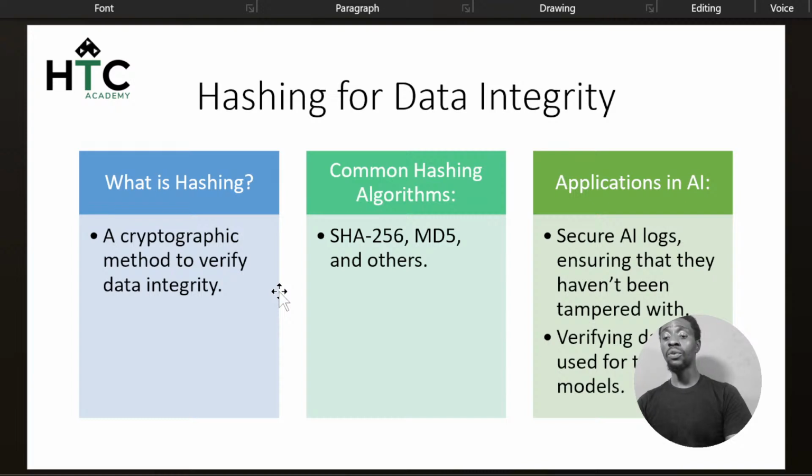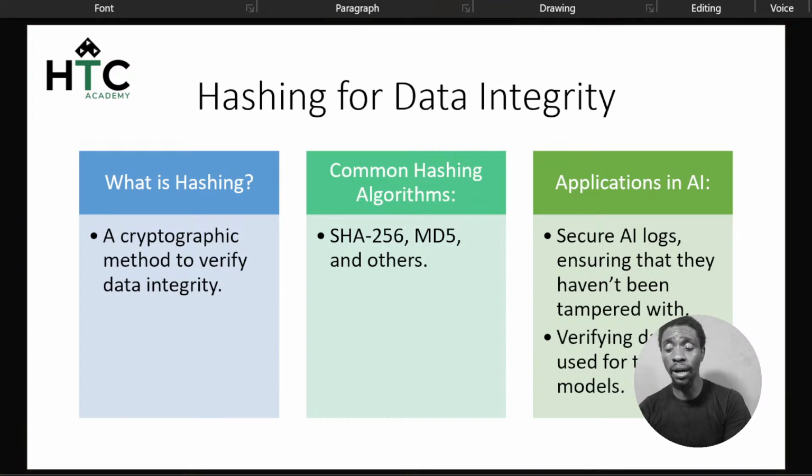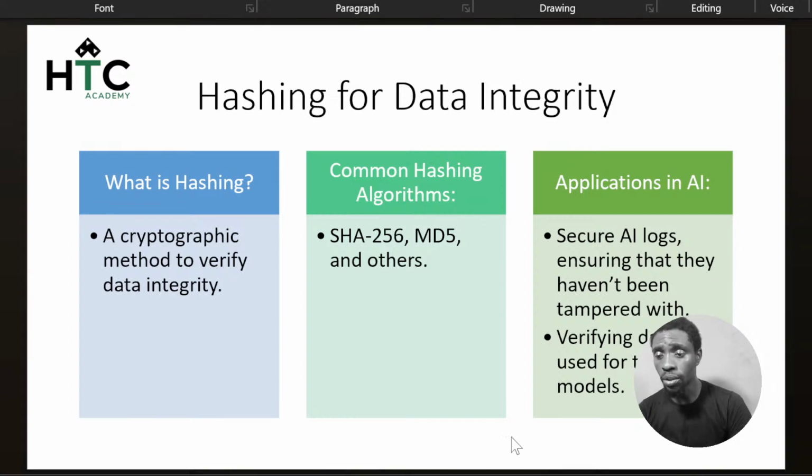Hashing largely makes use of a mathematical equation to determine and verify the integrity of the data. Yeah, it uses a mathematical equation to determine that. So, applications in AI.